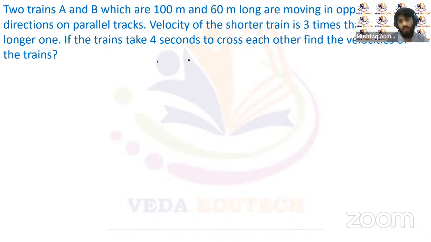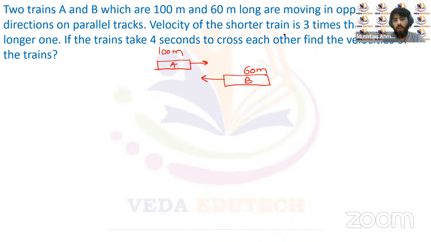Let me call this train A. And another train is there, train B. They are moving in the opposite direction, like this. The length of train A is given as 100 meters, and the length of train B is given as 60 meters, right?